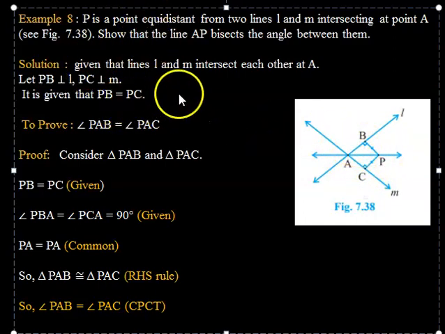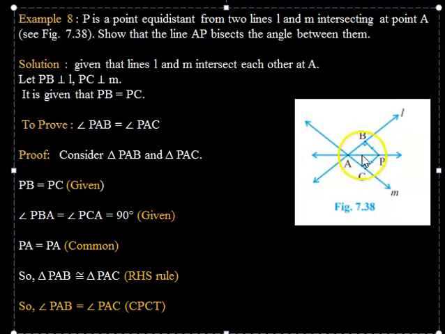Given, you will write from the question: if P is equidistant, PB equals PC. We need to prove BAP, otherwise written as PAB, equal to PAC. So you are going to consider these two triangles. In these two triangles, what are all equal? PB equal to PC is given. AP is the common side. And we are going to draw PB and PC perpendicular, such that they are equal, so it makes 90 degrees.